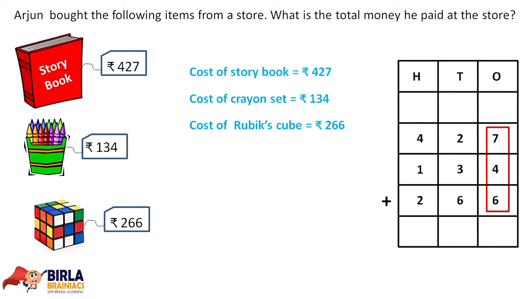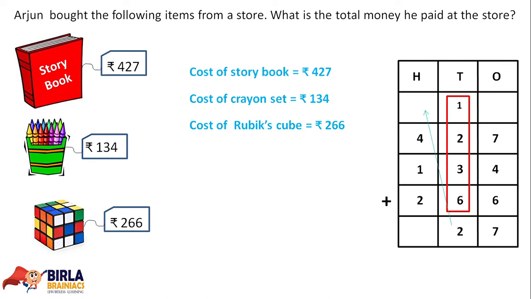First let us add the ones. 7 ones plus 4 ones gives us 11 ones. 11 ones plus 6 ones gives us 17 ones. So you will write 7 down there, and that 1 gets carried forward to the tens column. Now let us add all the tens. 1 plus 2 gives you 3. 3 plus 3 gives you 6. 6 plus 6 gives you how much? 12. Now 12, 2 you will write in this column, and that 1 will get carried forward to the previous column.